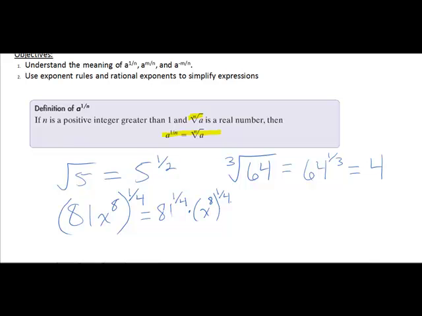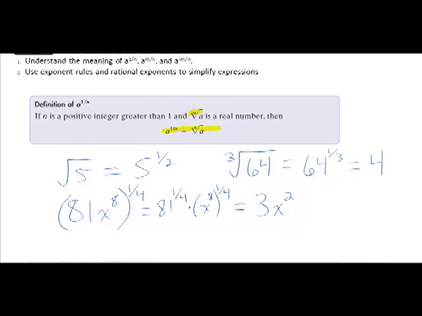Well, first of all, 81 to the 1/4, or the 4th root of 81, is 3. If you didn't know that, now you do. A little fun trivia for you. And then x to the 8th to the 1/4. You should be applying the power rule here and multiplying your exponents. So 8 times 1/4 is 2. That leaves me with x to the 2nd, or x squared. So this would be my final answer, 3x squared, because I took 81 to the 1/4 power and x to the 8th to the 1/4 power.